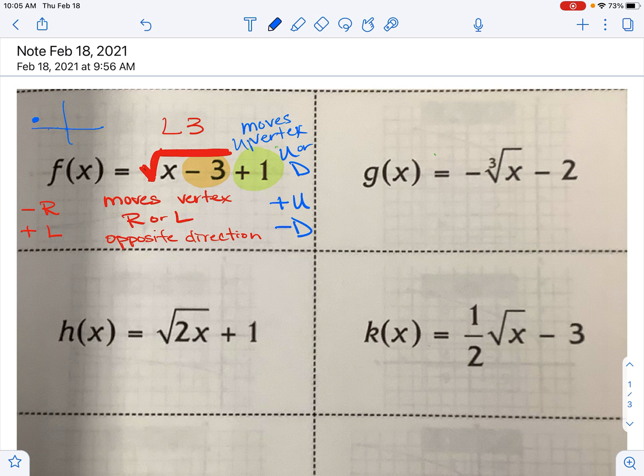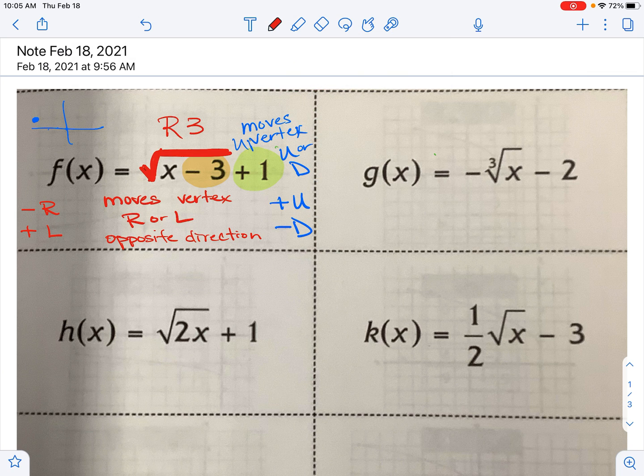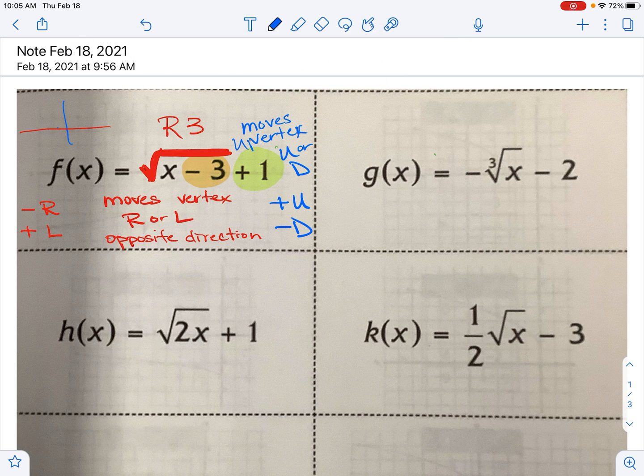Oh no, it's not going to move it left 3, it's going to move it right 3, because it is a negative. Good thing I was double checking my work. So it is going to move it to the right 3, 1, 2, 3, and up 1. And then the graph of the line is going to be the same. So you just have to recognize how it's going to move, and then the graph is the same.